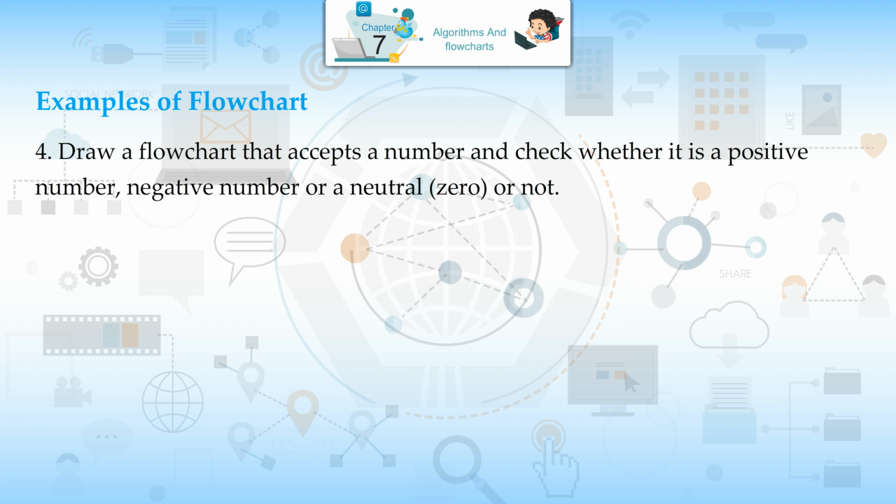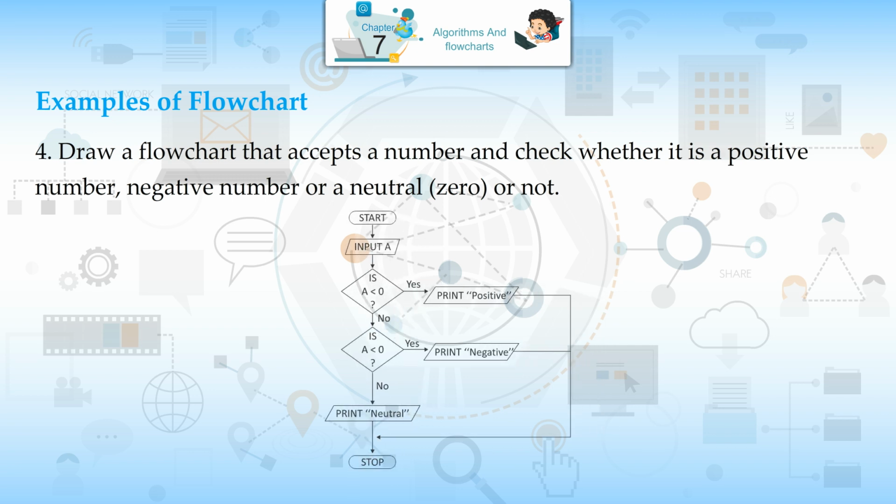4. Draw a flowchart that accepts a number and checks whether it is a positive number, a negative number, or neutral, that is, 0. Start. Input A. Is A greater than 0? Yes. Print positive. No. Is A less than 0? Yes. Print negative. No. Print neutral.